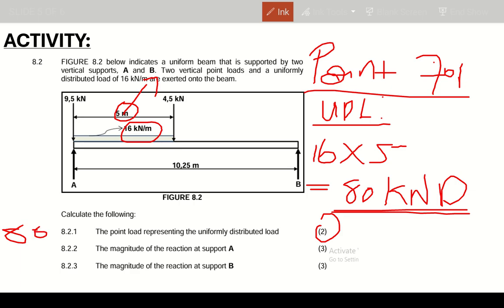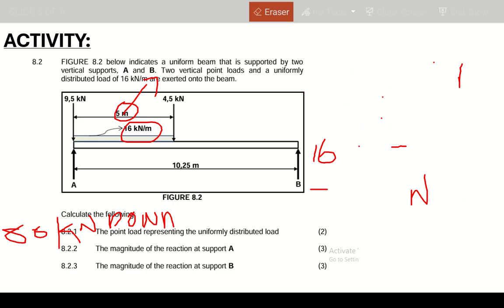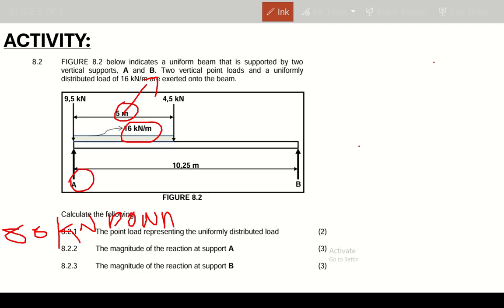It's 80 kN down. We'll need that information. 8.2.2. And then here you are asked to calculate the magnitude of the reaction at point A, and then on 8.2.3 you are asked to calculate the magnitude of the reaction at point B.